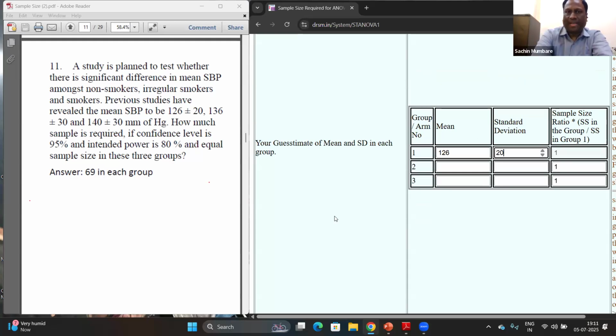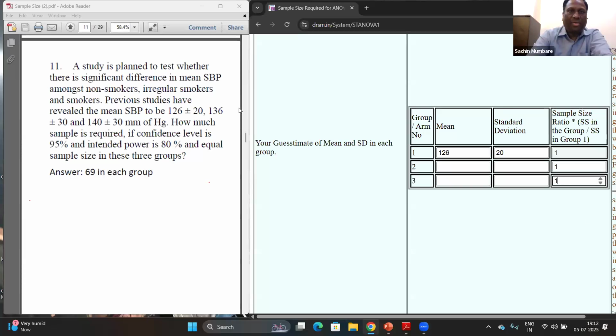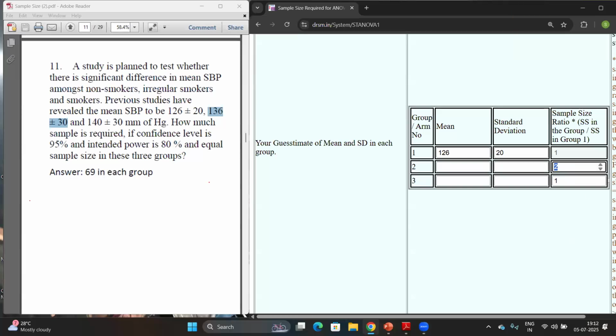Now here, 1 is taken as the baseline for the group which is having minimum sample size. If equal sample size in these 3 groups, the ratio will be 1:1:1. So for each group, it will be 1, 1, and 1. If you intend to have double the sample in second group only, then we will put 1:2:1 like this. Understood? Yes, sir. Okay, but in this example, the ratio is 1:1:1 because equal sample size is there in these 3 groups.